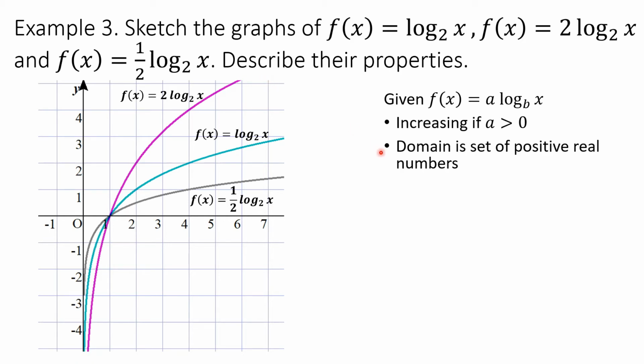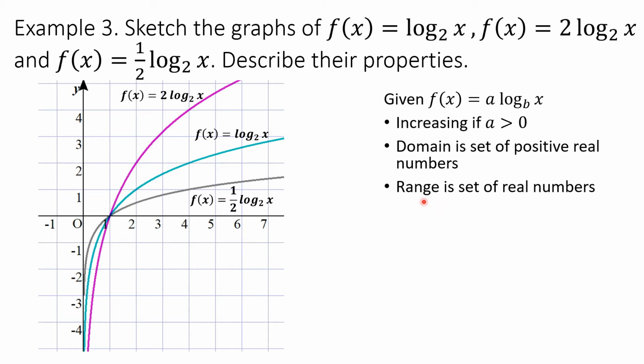Next, the domain is the set of positive real numbers. We can clearly see from this Cartesian plane that each of the graphs do not touch the y-axis, or we do not have any part of the graphs in the third quadrant, nor in the second quadrant, meaning there are no points in each of the graphs with negative x coordinates. So again, the domain, or the x values, can only be positive.